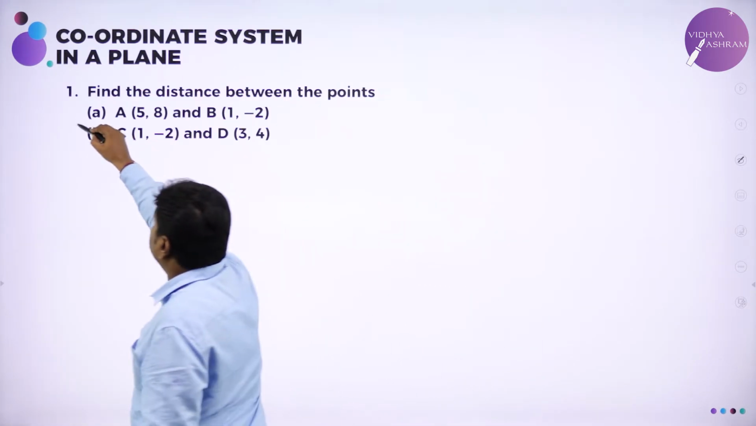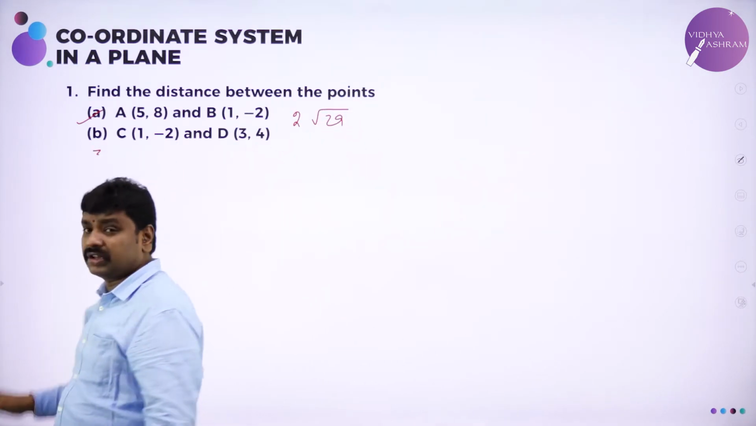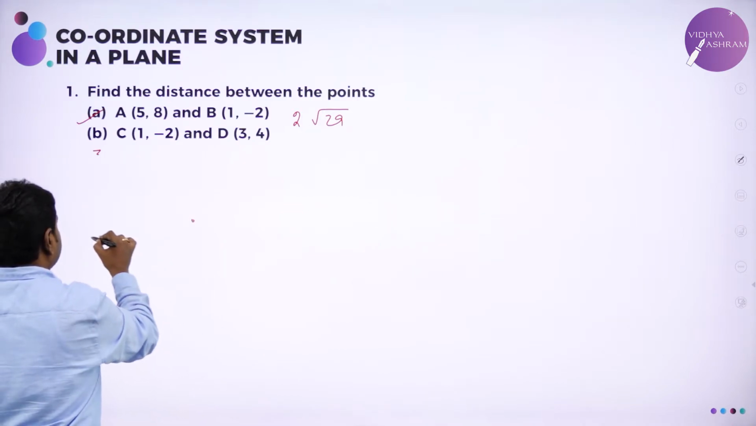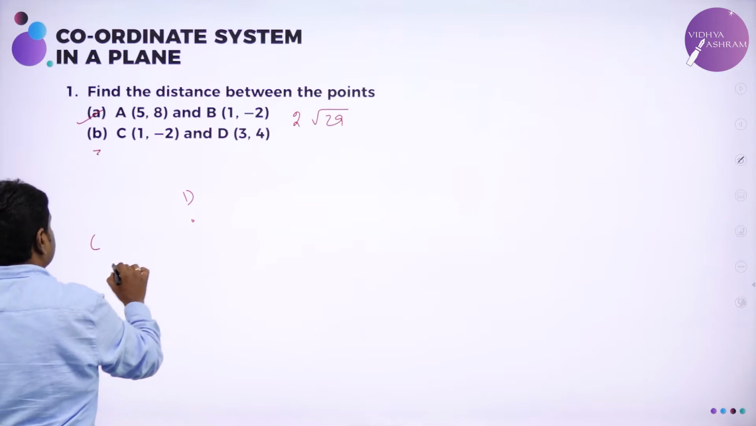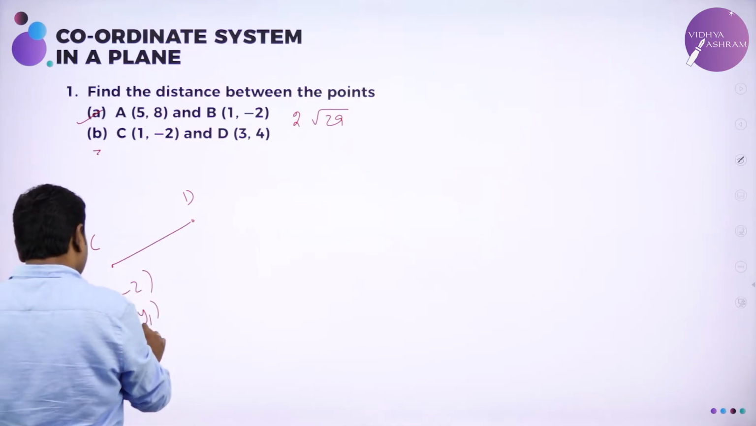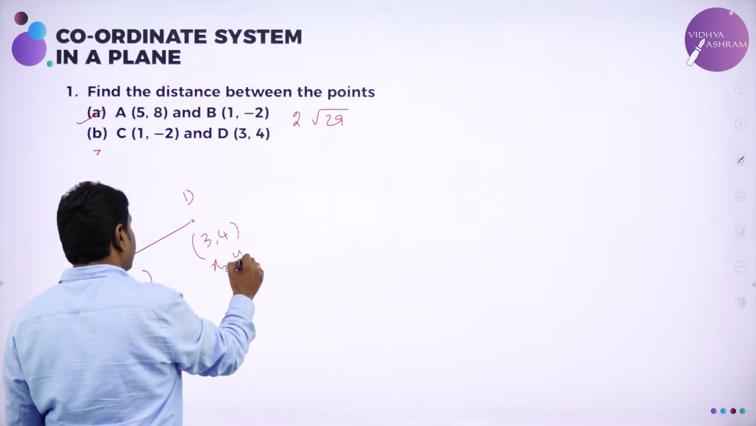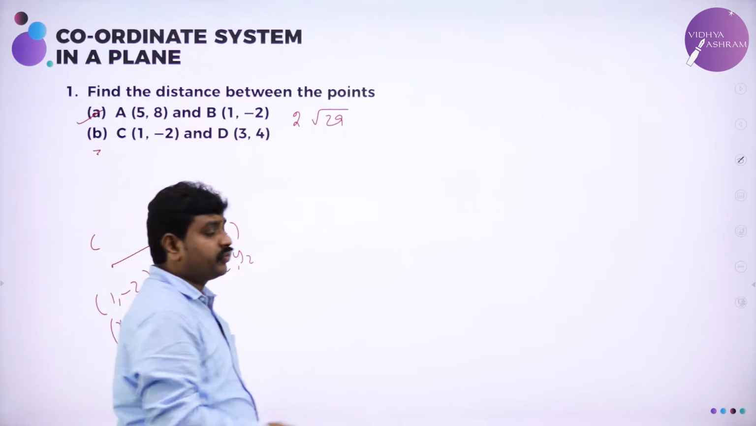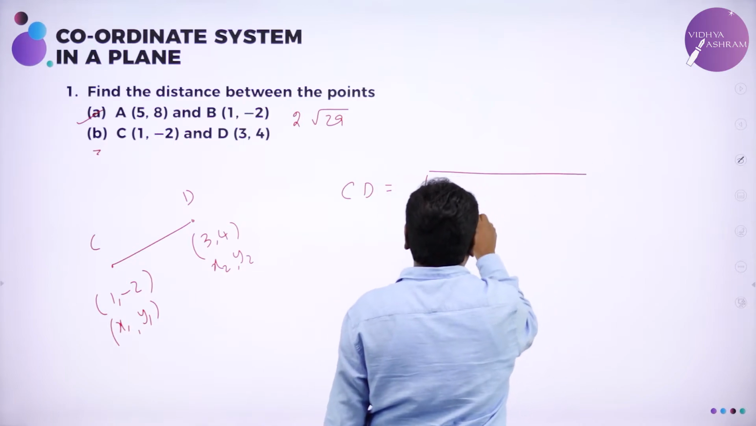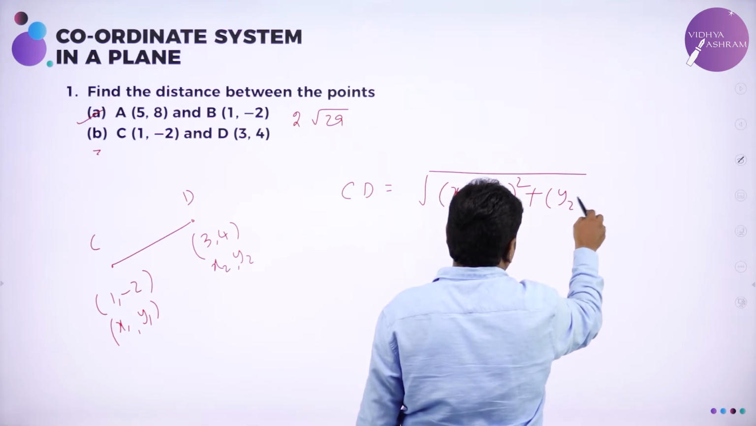Now I have done this and we got 2 root 29. Now I am asking my students to solve the second one and get it done. So parallelly you people solve. C and D they gave. So CD. So 1 comma minus 2, this you call it as x1 y1, and D, 3 comma 4, call it as x2 y2. Now find CD. How to find the distance between C and D? Again use the formula. What is the distance formula? Root of x2 minus x1 the whole square plus y2 minus y1 the whole square.